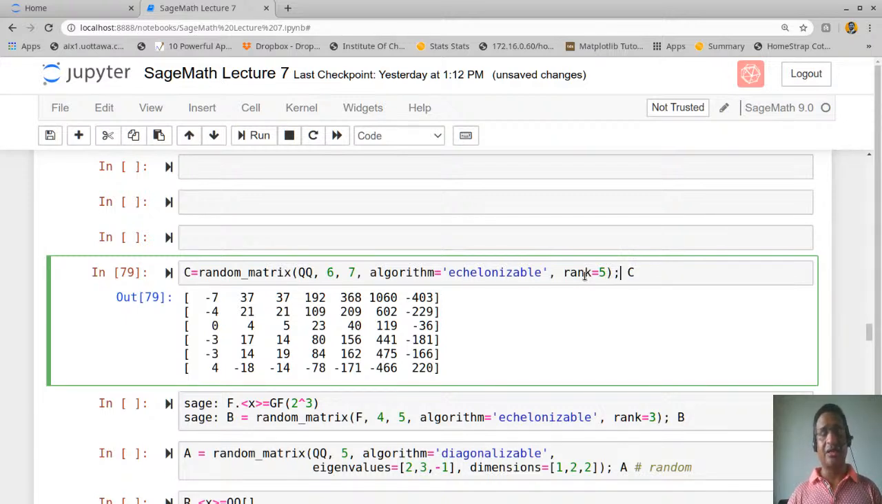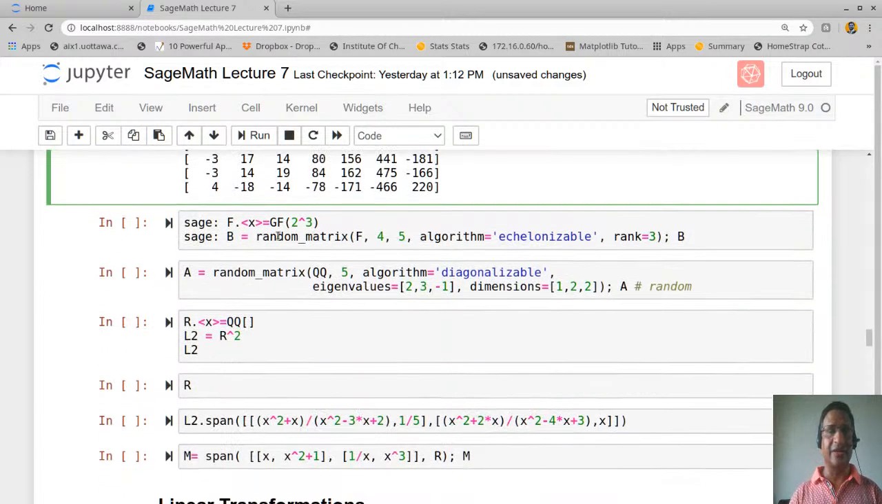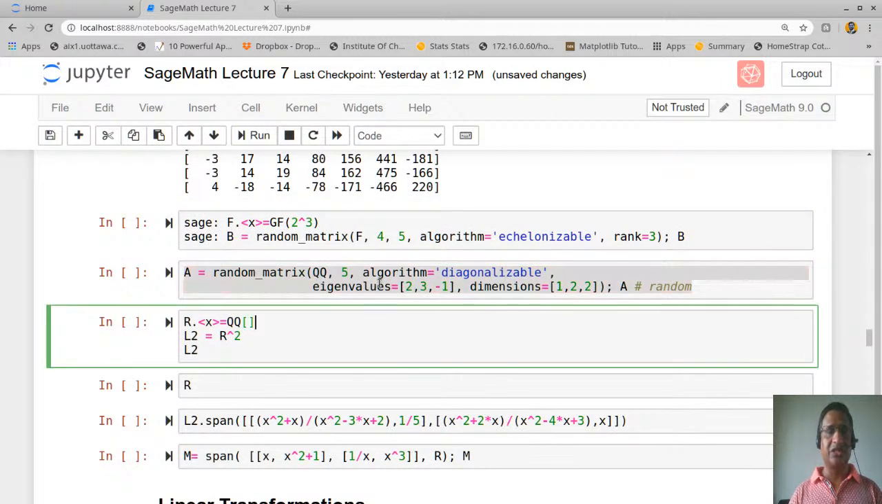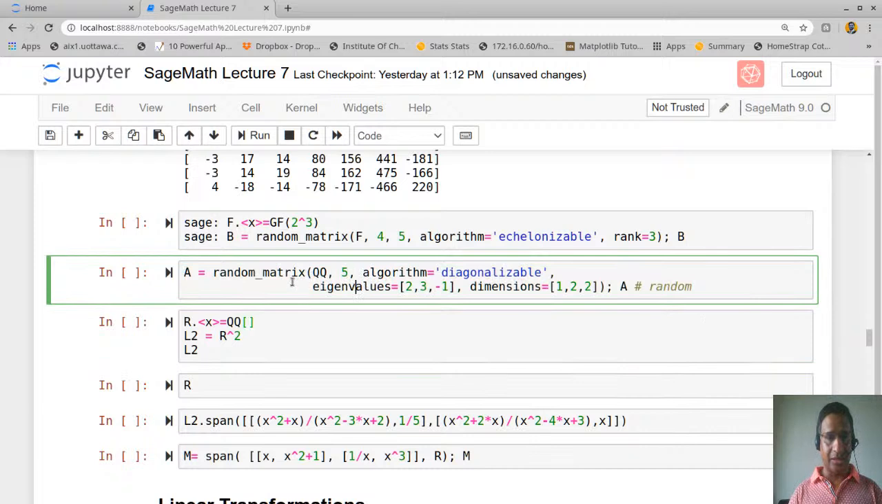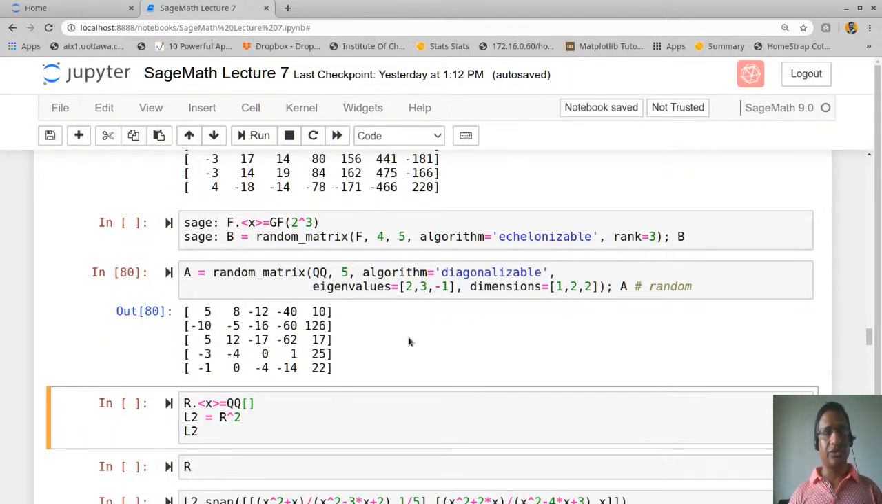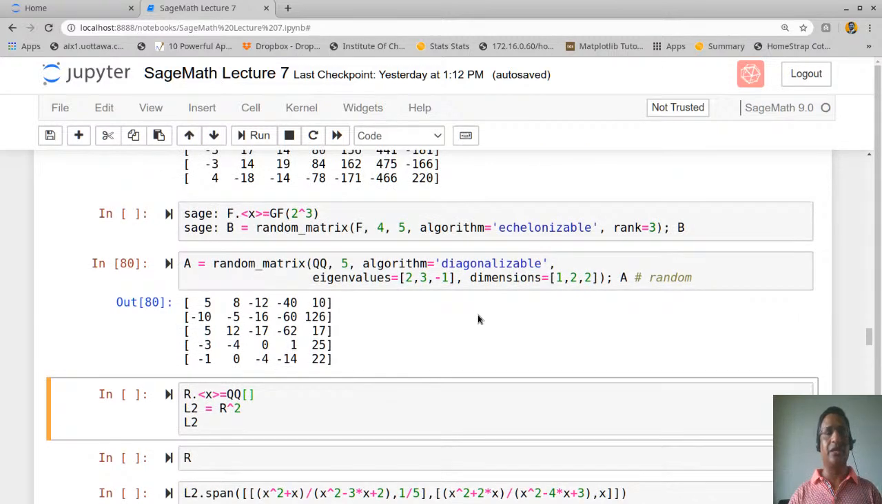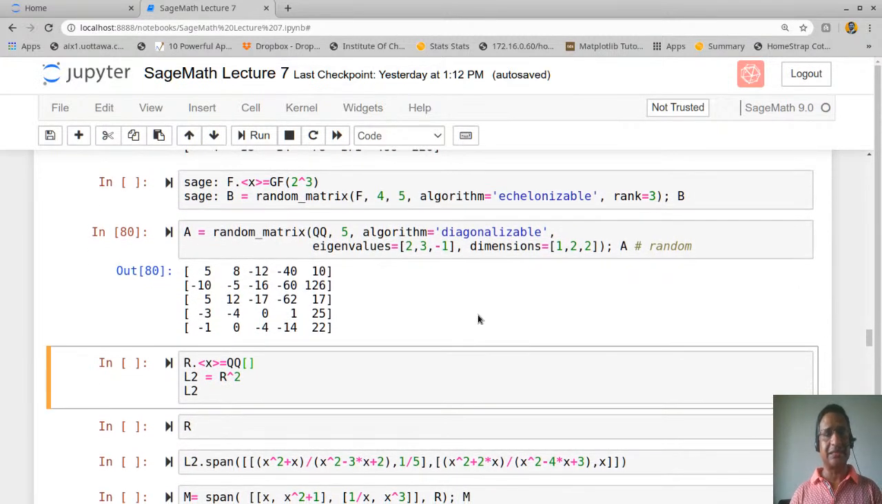Similarly, you can generate a matrix which is diagonalizable with given eigenvectors and so on. All such facilities are there. For example, here we can generate a 5 cross 5 random matrix over Q which is diagonalizable, and the eigenvalues are 2, 3, and minus 1, where 2 has multiplicity 1, 3 has multiplicity 2, and minus 1 has multiplicity 2. So this kind of thing is also available. Whenever we need some random matrix, we can use this.